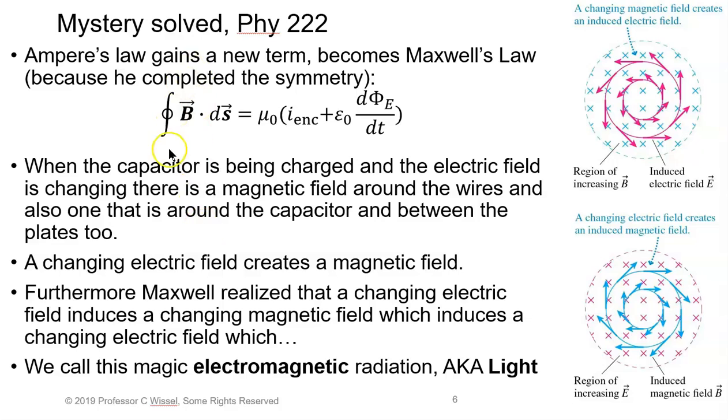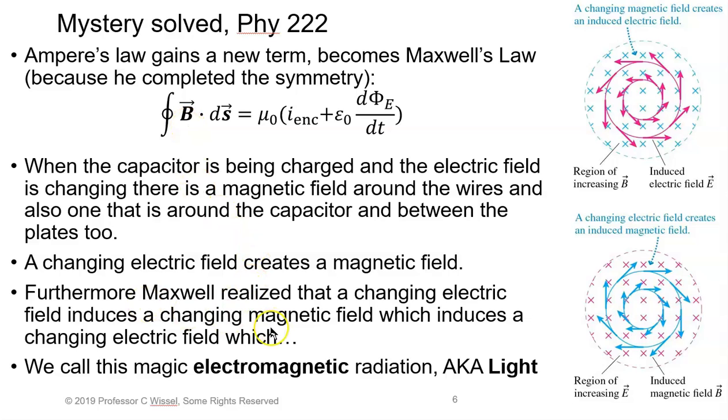And the full law is the integral of B dot ds equals mu naught times this quantity, I enclosed, plus epsilon naught dΦ_E/dt. When the capacitor is being charged and the electric field is changing, there's a magnetic field around the wires and also one that is around the capacitor and between the plates too. So a changing electric field creates a magnetic field.